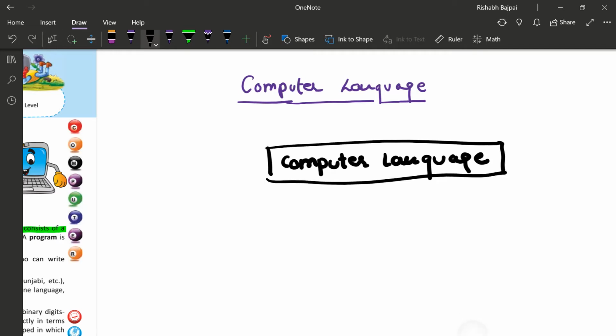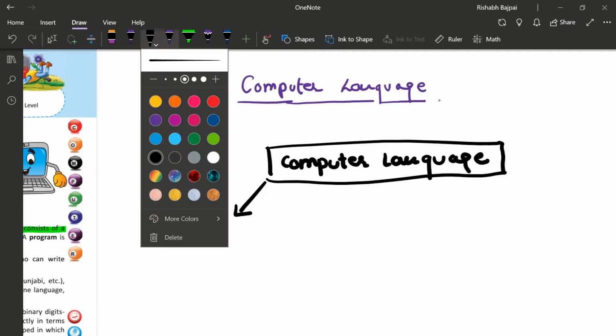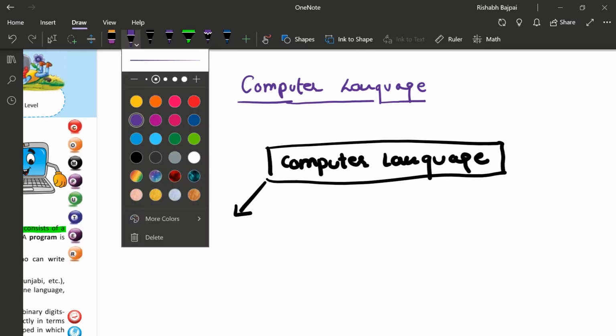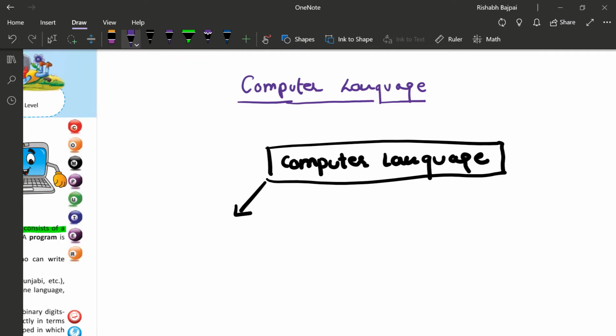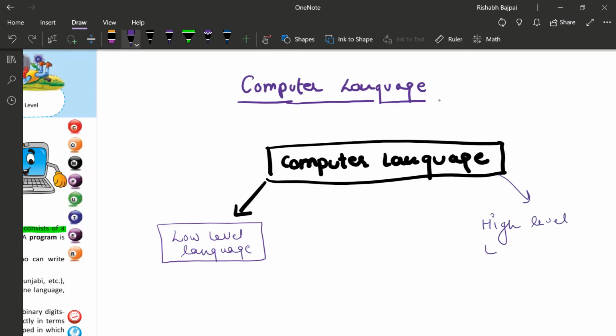The very first one is low level language. And the second one is high level language. So what's the difference between low level language and high level language?